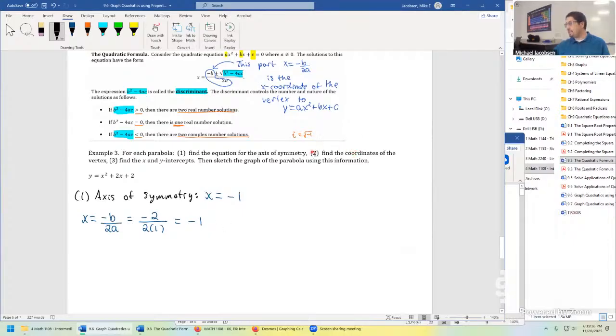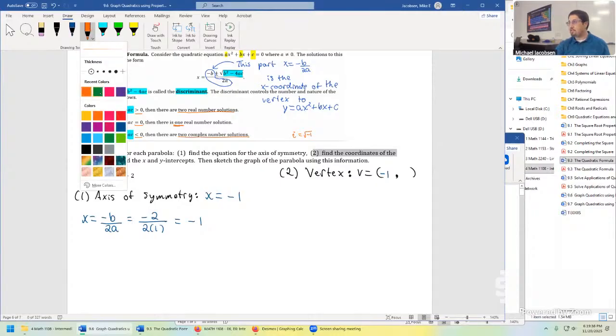So now getting the coordinates of the vertex, step 2 here is not as bad. I think we can put it in this spot. So the vertex is what we're about to solve. It's going to be V equals, and we need 2 coordinates. We already have one, -1 for the x coordinate.